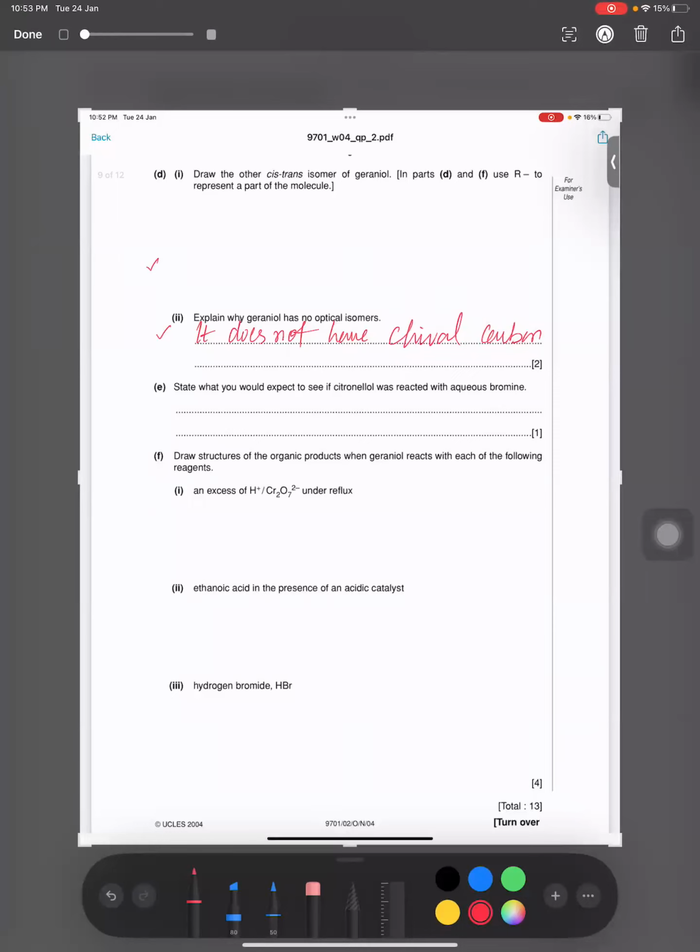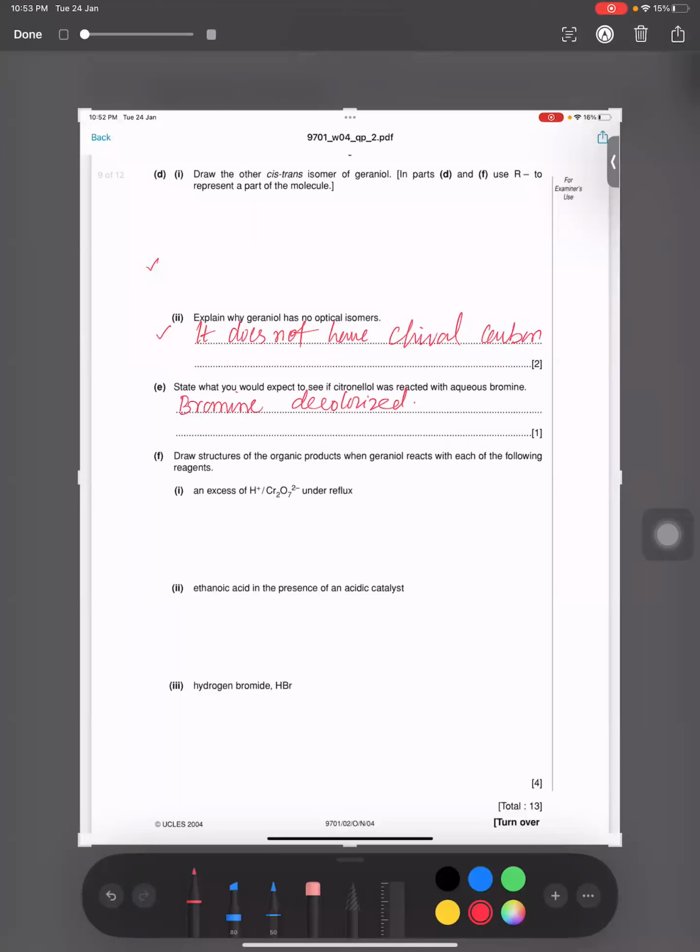Then in part E, they are saying state what you would expect to see if citronellol was reacted with aqueous bromine. So we know that both of the compounds have a carbon-carbon double bond. So whenever they react with aqueous bromine, definitely they will decolorize bromine. So you can say that bromine decolorizes, or you can even say that the brown color of bromine decolorizes, right?